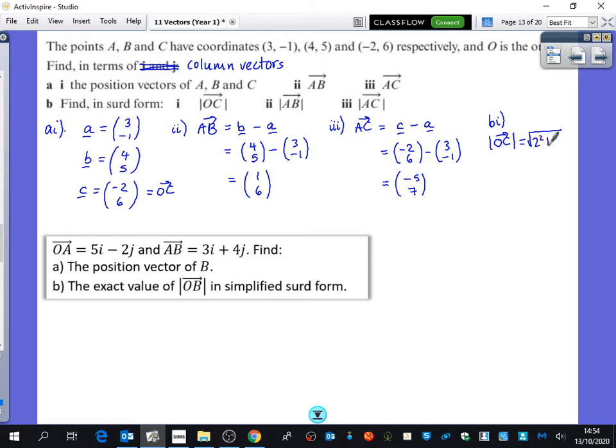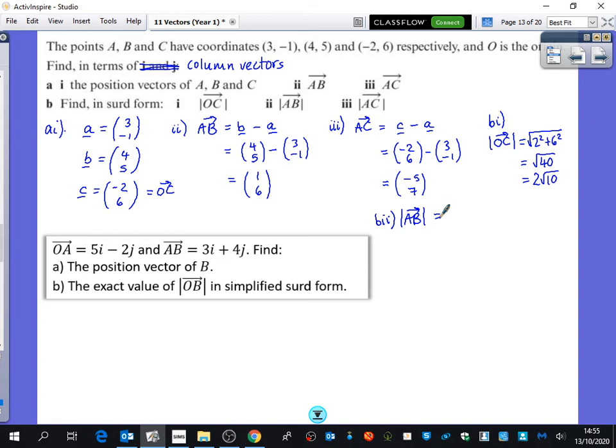2 squared plus 6 squared, which is the square root of 40, or 2 root 10. Okay, don't use calculators. 2 root 10 for that one. Then I'm going to squeeze in here, I'm going to do B(ii). It wants us to do the magnitude, the length of the line between A and B.